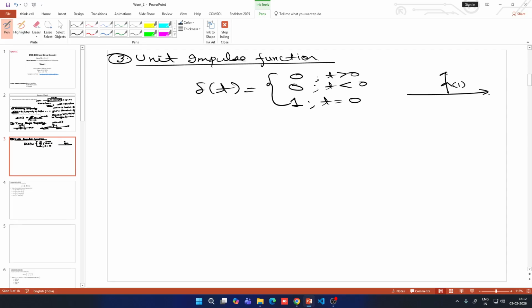Its amplitude is 1 at time 0. This is delta of t, the unit impulse function, and the integral from 0 minus to 0 plus of it is always 1, because this is unit amplitude.